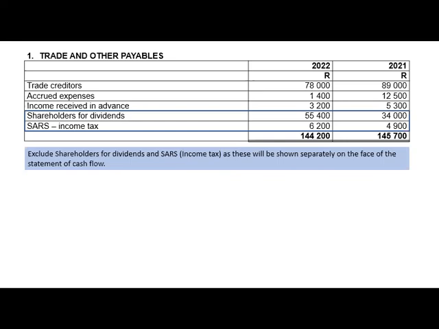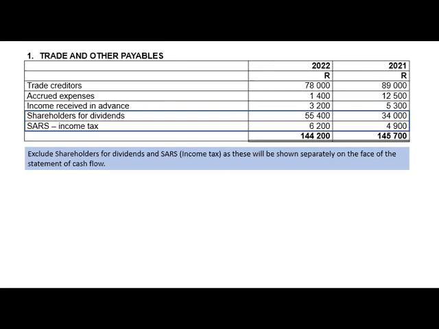includes interest on loan. Let's say they said it includes interest on loan for 2022, it is 400, and for 2021, it is 500. Then you're going to take that 1,400 minus 400, take the 12,500 minus 500, if they said it includes interest on loan of that much. But sometimes they'll just put it in brackets: accrued expense, interest on loan, or interest expense. Then you exclude the entire amount. That 1,400 and that 12,500, you will exclude them when you calculate your totals.